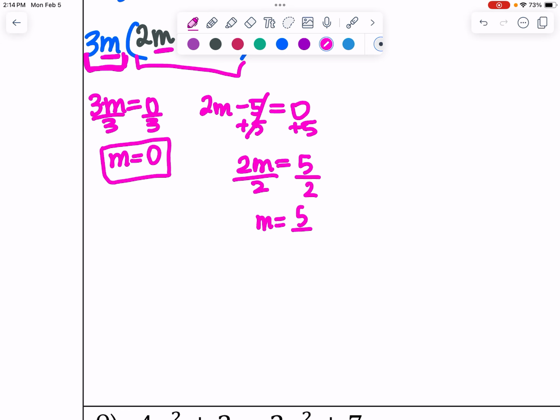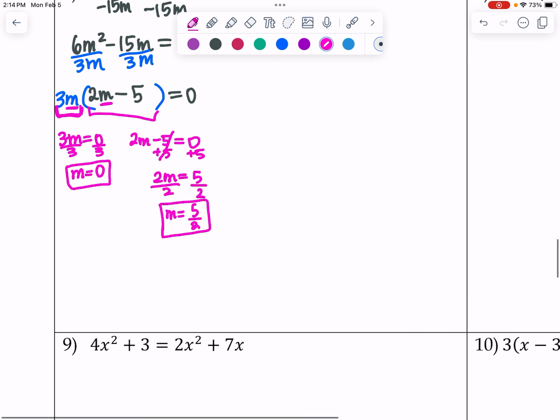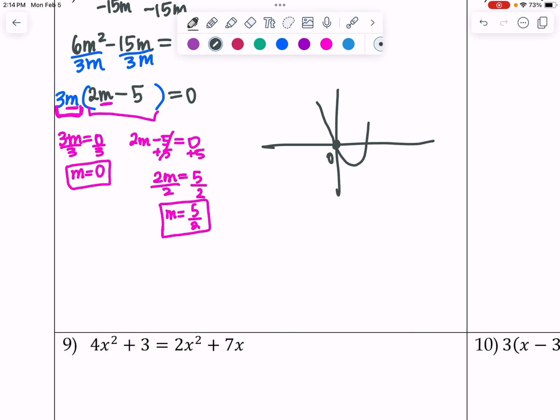So if you have a fraction as your solution, leave it as this simplified fraction. Fractions are better than decimals, especially repeating decimals. And so if you were to graph this in Desmos, it would go through the origin because that's where 0 is. And then also go through 5 halves or 2.5.